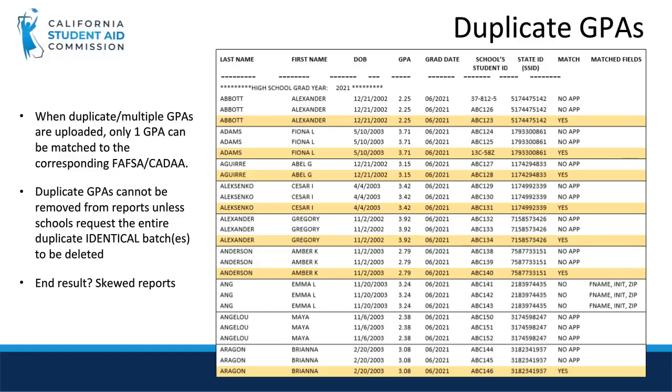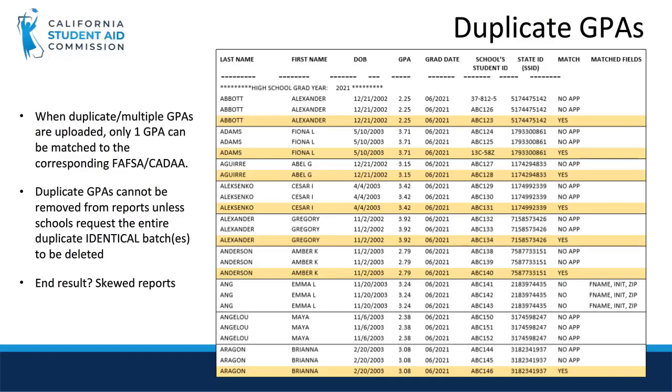One issue that can arise is duplicate GPAs. Please use care when uploading GPAs to prevent errors like this. Submitting duplicate or triplicate GPAs causes GPA report counts and data to be skewed. As you can see on this non-SSN GPA status report, this school submitted 3 GPAs for nearly every student.